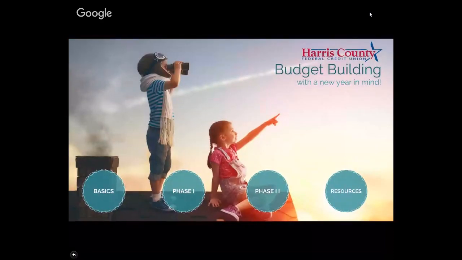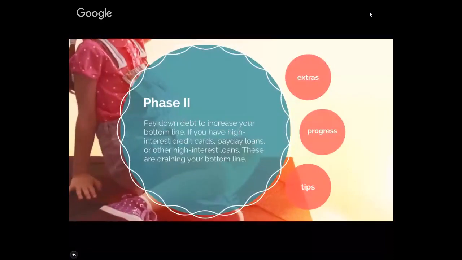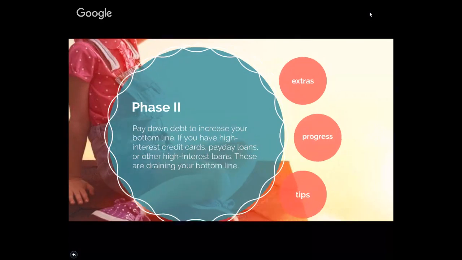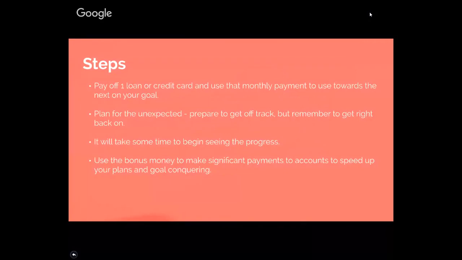So moving forward, go into the next phase. When it comes to creating and making your budget, after you've figured out whether or not you can increase your income or decrease your expenses, pay down your debt overall to increase your bottom line. So if you have high interest credit cards or payday loans or other high interest loans, these are going to be draining your bottom line. Why? Because you're making the minimum payment and then you get extras that come on right next month. It goes away. You don't get anything, nothing hits the principal of that.